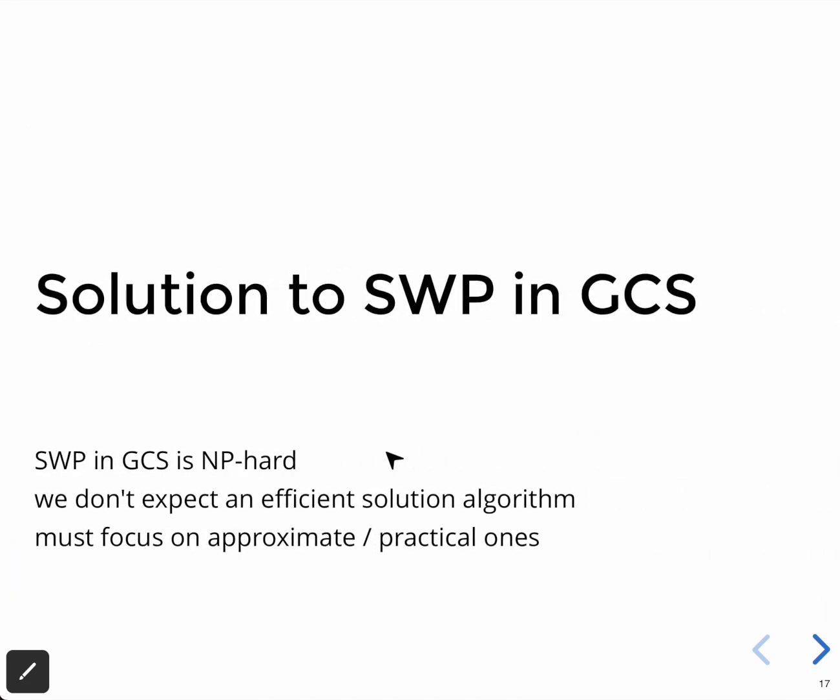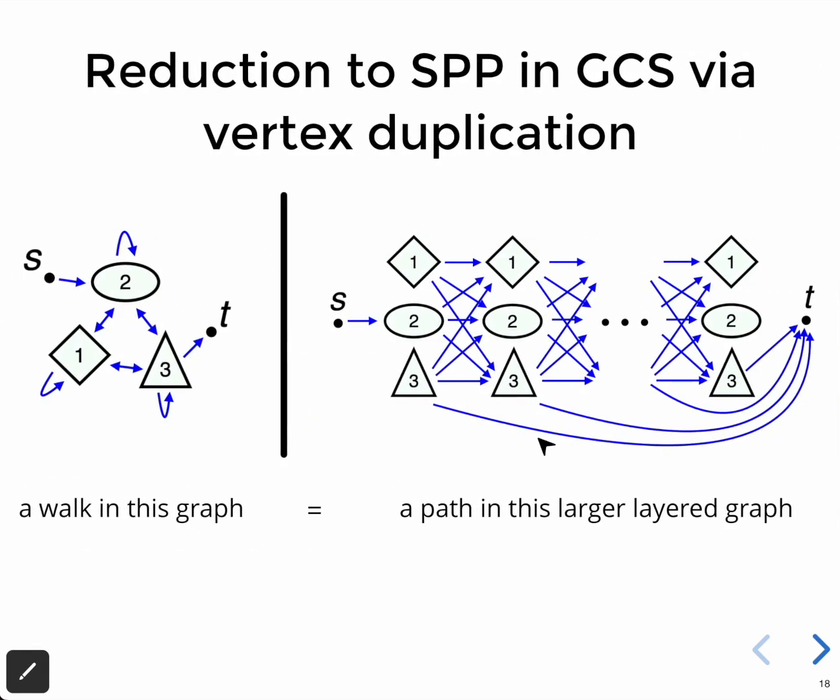Okay, great. So how are we actually going to solve the shortest walk problem in GCS? This problem is NP hard, so we don't expect any efficient solution algorithms, so we'll focus on approximate or practical ones. One approach is to reduce this problem to the shortest paths in GCS, because a walk in this graph is equivalent to a path in this layered graph that is attained by duplicating the vertices. But as we'll show later, this is extremely inefficient.